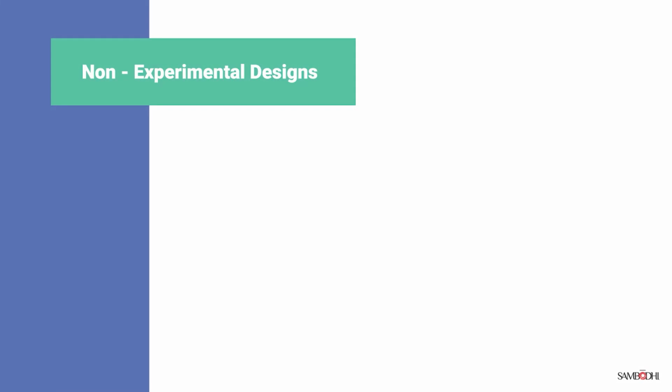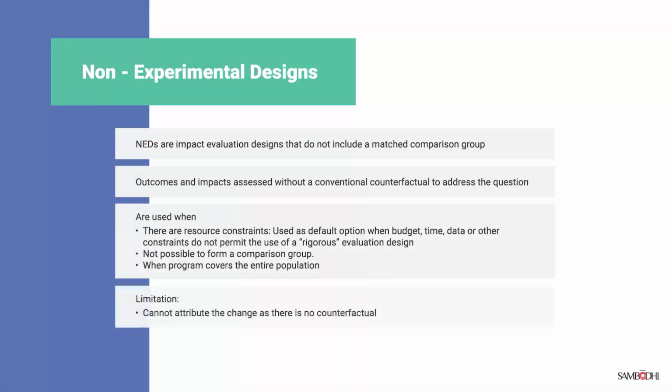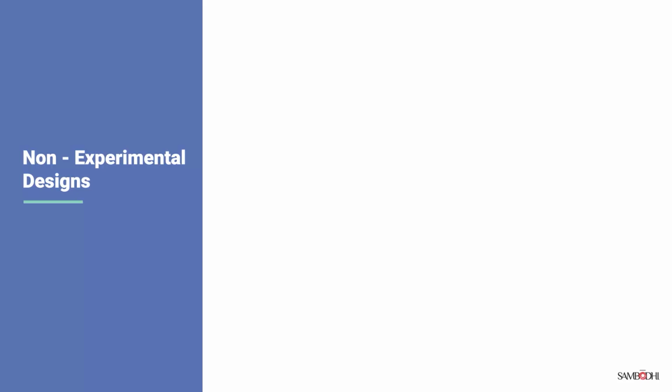Apart from experimental and quasi-experimental designs, there also exists another set of research techniques called the non-experimental designs, NED. Now let us understand what it entails and how it can be used for research purposes. So, non-experimental designs are impact evaluation designs that do not include a matched comparison group. This type of research lacks the manipulation of an independent variable, so rather than manipulating it, the researchers conduct non-experimental research to simply measure variables as they naturally occur. Here, the outcomes and the impacts of the program are assessed without a conventional counterfactual to address the reasons behind the study.